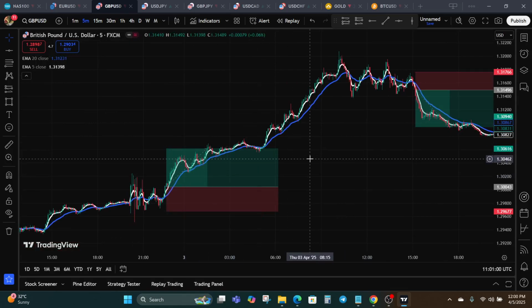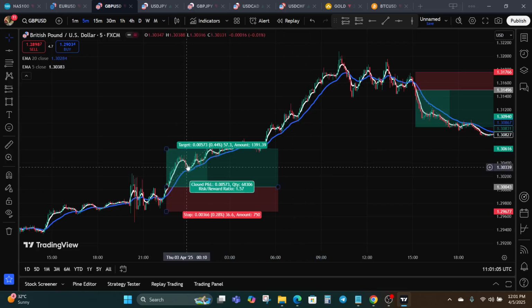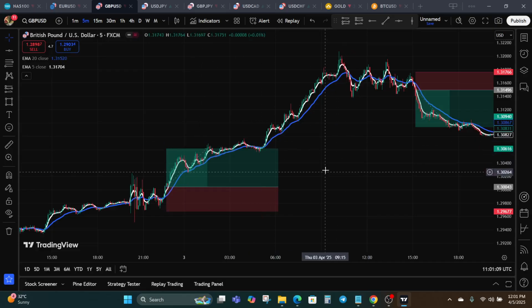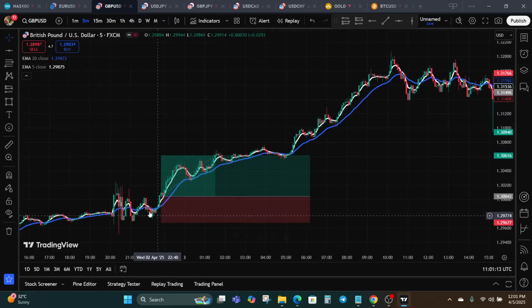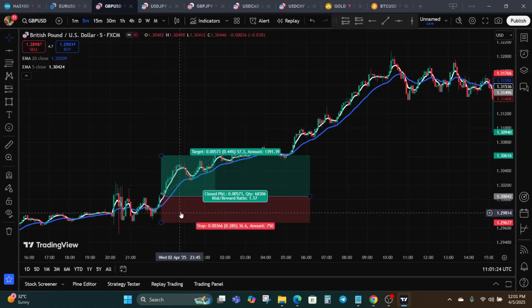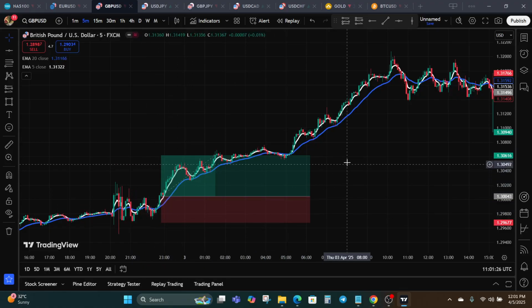Now, while the best 5-minute moving average strategy is straightforward, there are a few additional tips that can help you use it more effectively. One is to confirm with price action. For example, if you get a crossover signal, but the price action is unclear, for example, if there is a lot of noise or volatility, it might be best to hold off and wait for a clearer trend to form.